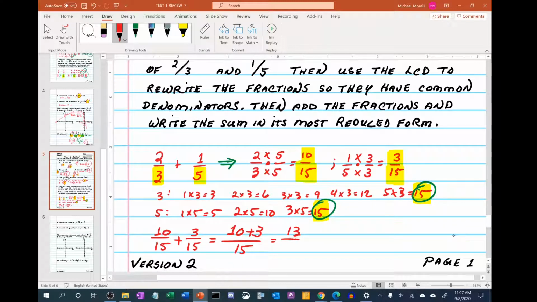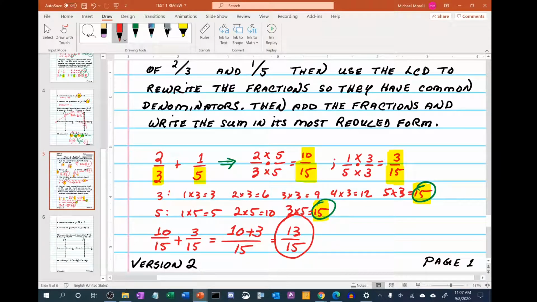So I end up with 13/15. 13 is a prime number, which means its only factors are 1 and itself. 15 is not prime. Its factors are 1 and 15 and 3 and 5. There are no common factors, so this is a fully reduced fraction, and we're done.